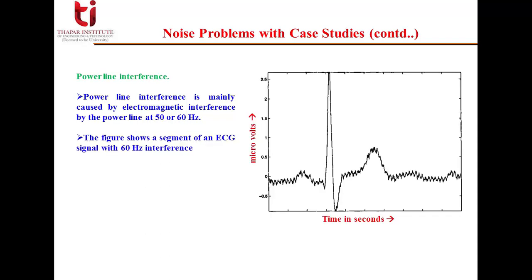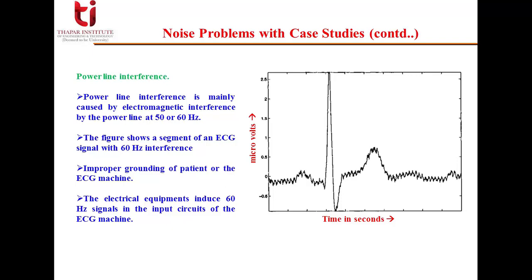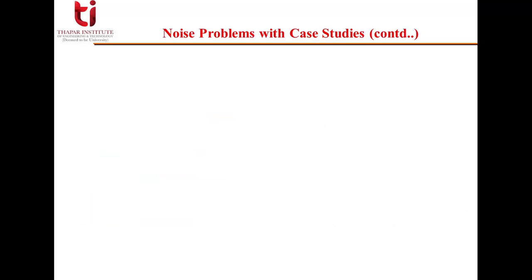Also, you can see in this figure an ECG signal with 60 Hertz interference. This noise can also be due to improper grounding of the patient and the ECG machine. Electrical equipment induces a 50 or 60 Hertz signal in the input circuit of the ECG machine, for example air conditioners and elevators, which draw heavy power line current. So they can also interfere with the actual ECG signal. This figure shows the regular or periodic structure of the power line interference.